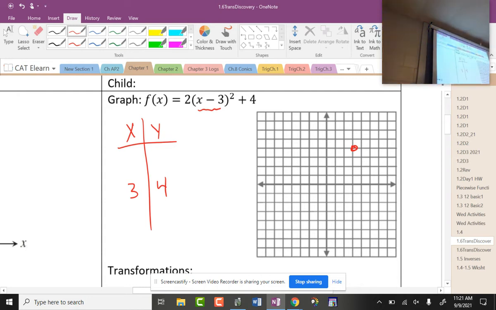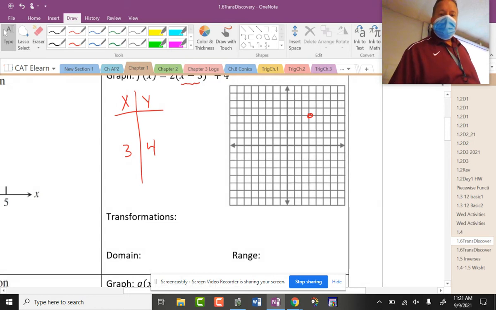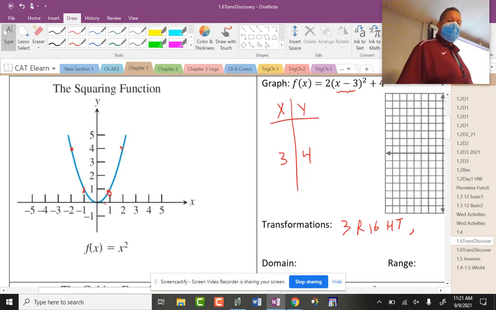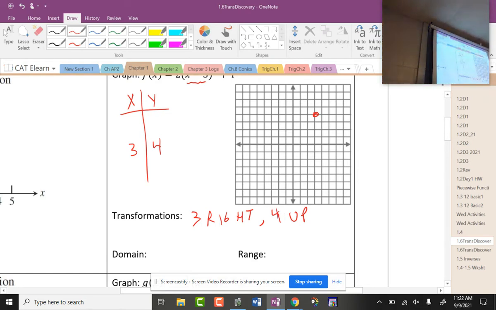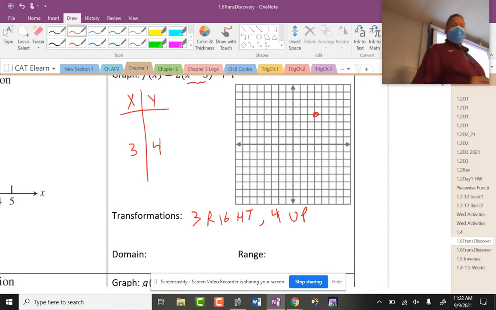Whatever makes the parentheses 0 on the inside, that's your right-left shift. So what would you say, Santino? Did this move 3 right or 3 left? So it moved 3 right, 3 right compared to who? The parent. This vertex got moved 3 right, and then how much up? 4 up. So what I wanted to get in this section right here is this is how we see the changes. Really the 0 of the parentheses makes this happen.